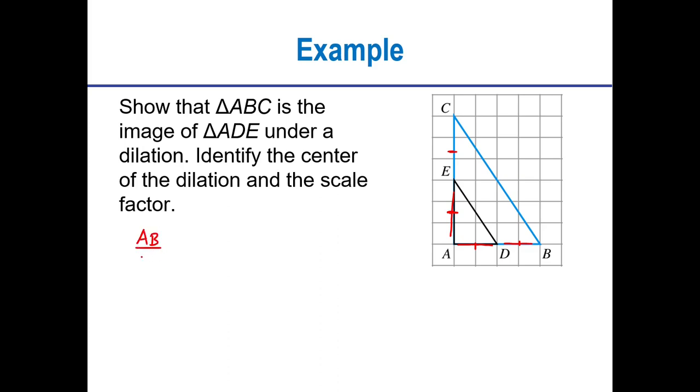AB over AD is equal to 4 units divided by 2 units, or a scale factor of 2. Similarly, AC over EA is equal to 6 divided by 3, which also gives us a scale factor of 2. So this shows that we do have a dilation of triangle ADE to the image triangle ABC, and the center is center A.